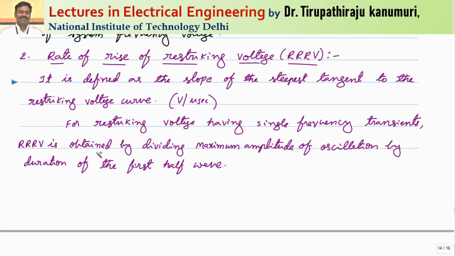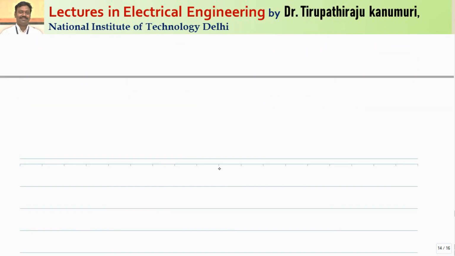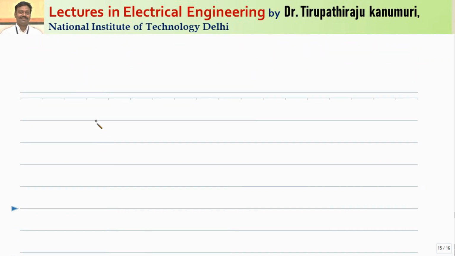So this RRRV is obtained by dividing the maximum amplitude of the oscillation by the duration of the first half of the wave. We know the maximum amplitude of the oscillation, divided by the duration of the first half of this oscillation. That means the time period of your natural frequency of oscillation divided by 2. That is the time for half of the wave. This is one way to calculate. Another way is we can derive also. So let us make the derivation and then we will make the conclusion.